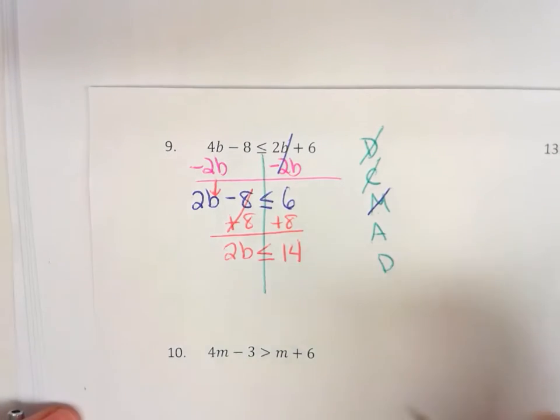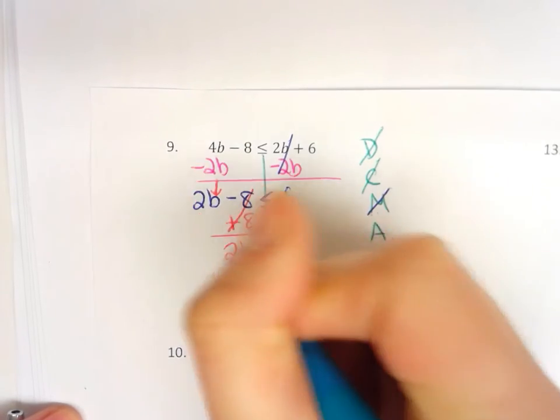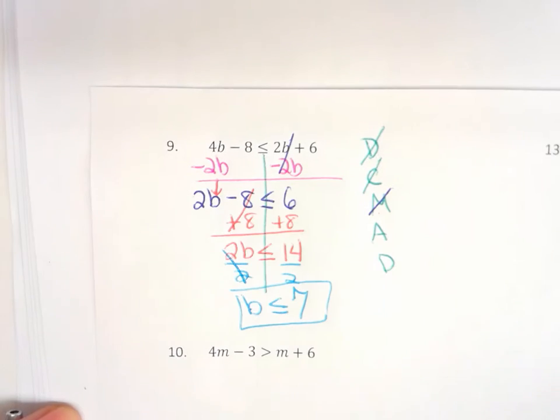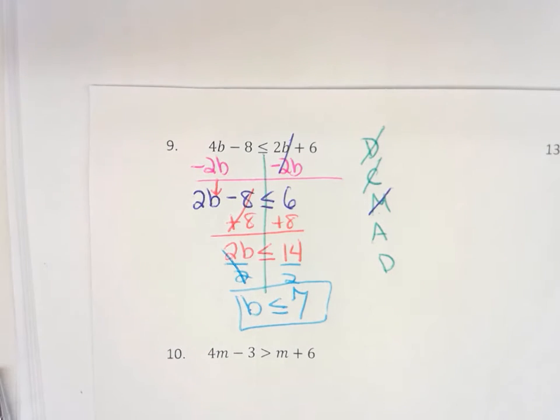One more step to finish getting that b by itself. Divide both sides by 2, and we've got b is less than or equal to positive 7. No need to flip the inequality sign because we divided by a positive 2.